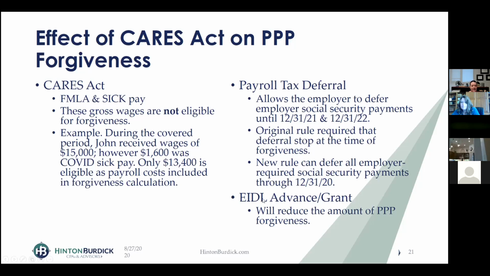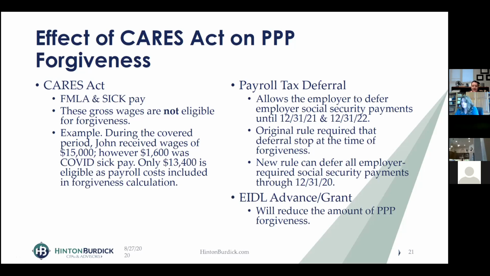So the next thing is the EIDL advance or grant. Another program that was going on the same time as the Payroll Protection Program is called Economic Injury Disaster Loan. This is one that you would have had to go directly to the SBA's website, and you clicked on there whether or not you wanted to receive this EIDL advance or grant. If you did receive a grant, it could be anywhere from $1,000 up to $10,000.